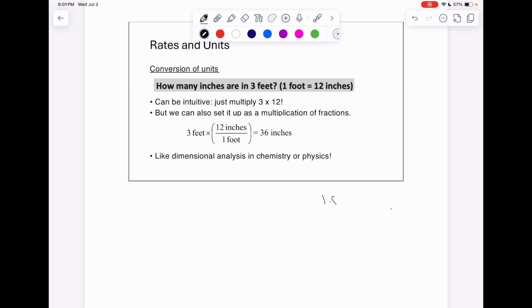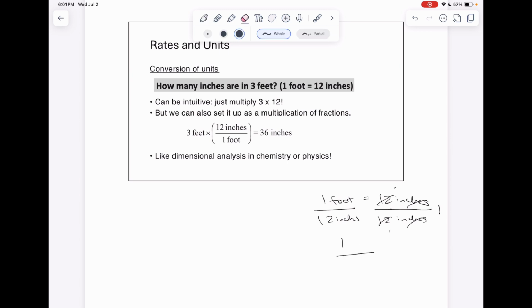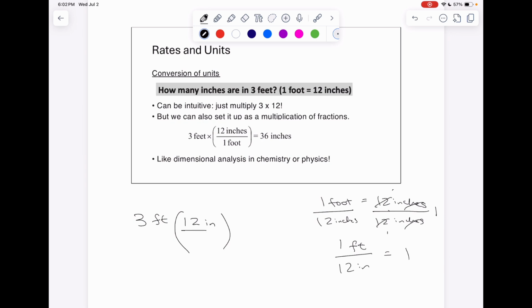So let's see that over here. It says that 1 foot equals 12 inches. So if I divide both sides by 12 inches, the 12s will cancel out. It'll become 1s. Inches will cancel out. And I'll just be left with 1 on this side. So I'll find out that 1 foot, sorry for my handwriting, 1 foot divided by 12 inches equals 1. So it's a way for me to take 3 feet and multiply it by essentially 1 to adjust my units.